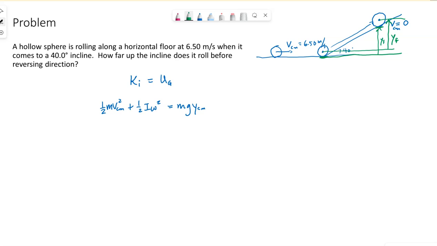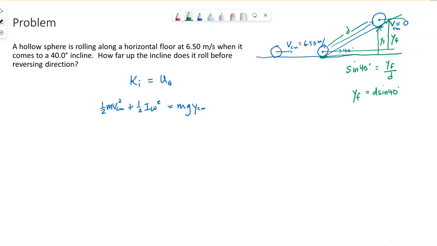Now, ultimately, we're looking for the distance along the incline the sphere has rolled. Since it's asking how far up the incline does it roll, that means this distance d. So we know d and y are related. We can say that the sine of 40 degrees is this vertical y final over the distance it moved through. So we can say that y final is d sine 40.